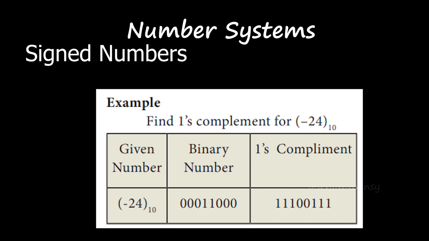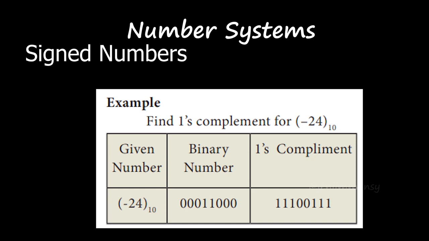If a positive decimal number is given, and if they are asking you to find the ones or twos complement, we cannot find it, because only for negative values we'll be able to find the, that is signed magnitude. Okay, signed magnitude representation. So only the minus sign will be considered as negative, and for negative numbers alone we'll be finding this ones complement and twos complement.